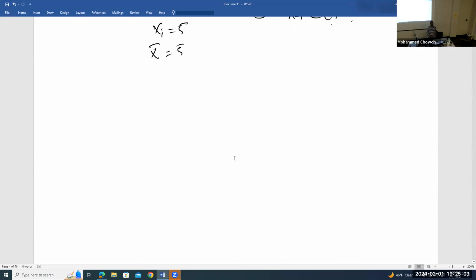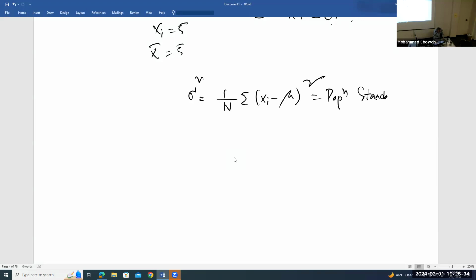Okay, you have a question? When we estimate the standard deviation or sigma square, we sometimes take n minus 1 and sometimes we take n. Why? Okay, so this, xi minus mu, is called the population standard deviation.